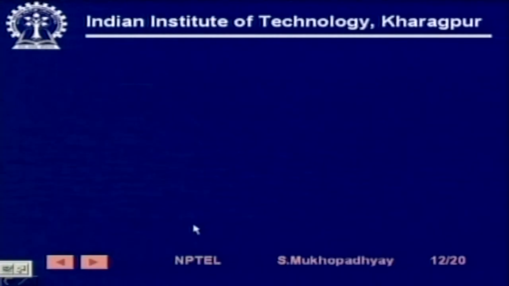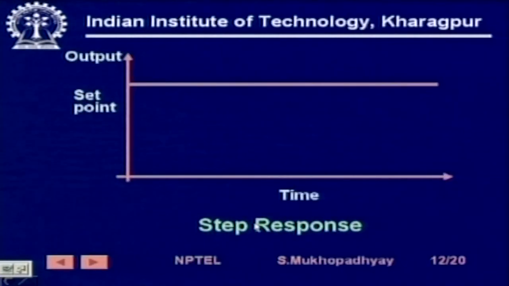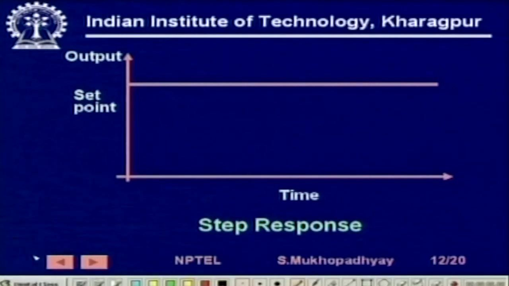Now, the only thing is that there are certain drawbacks too. For example, let us see, if we give a step response, then how does it work? How does the loop work? So you see that suppose the process starts from here.